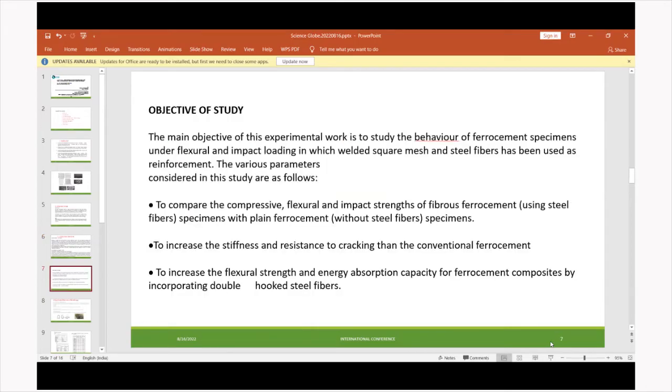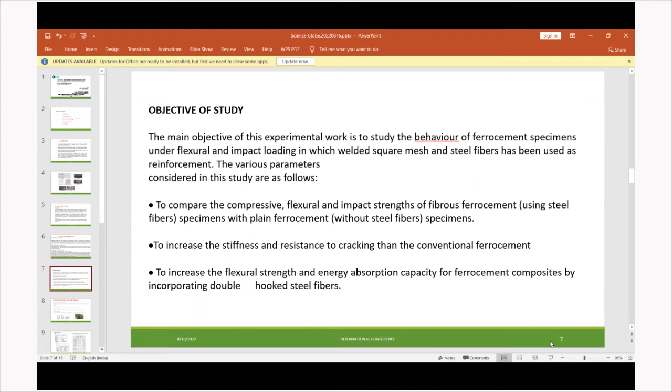Objective of the study. The main objective of this experimental work is to study the behavior of ferro cement specimens under flexural and impact loading, in which welded square mesh and steel fiber have been used as reinforcement. The various parameters considered in this study are: first, to compare the compressive, flexural, and impact strength of ferro cement using steel fibers.